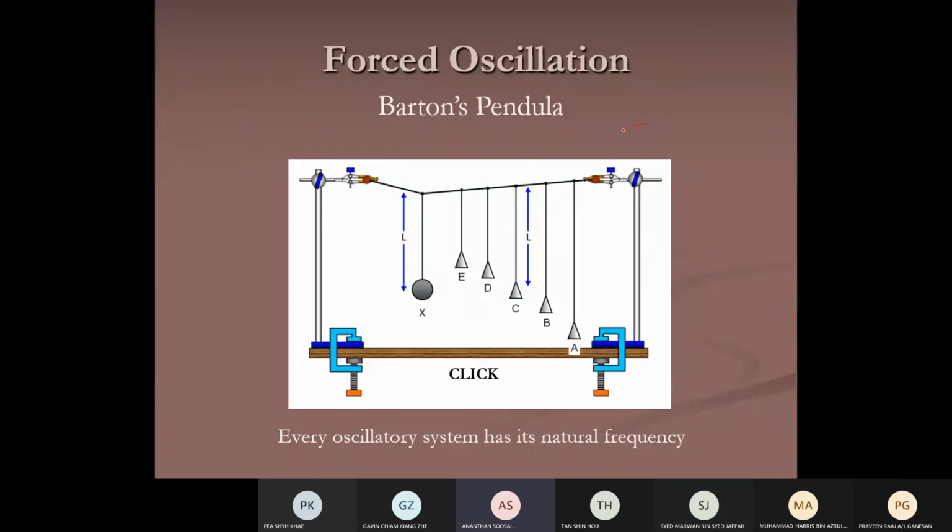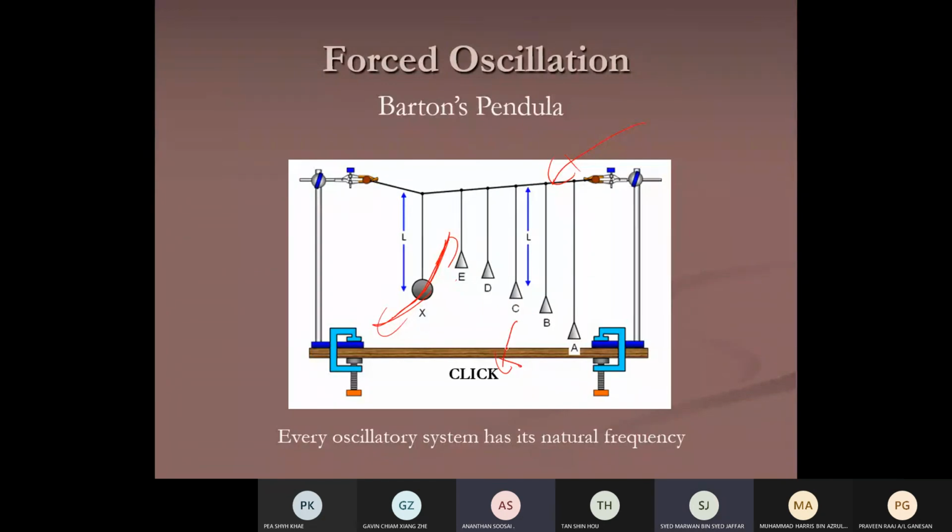Okay, this is the famous setup that explains resonance, the Barton pendulum. We oscillate the X, and A to E will start to oscillate, but C will oscillate with the greatest amplitude among A to E.